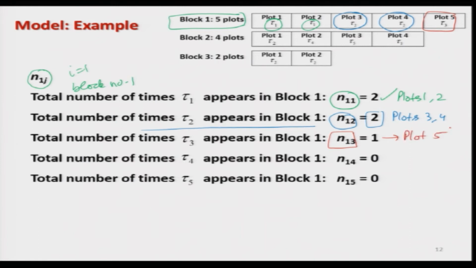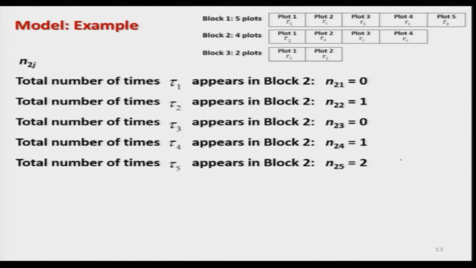And what about treatment number 4 and treatment number 5? You can see there is no occurrence of treatment number 4 and treatment number 5 in block number 1. So, these numbers are indicated by N14 and N15, that is the total number of times tau 4 appears in block 1 and the total number of times tau 5 appears in block 1, and they are simply 0. So, you can see that it is not very difficult to find such Nij's.